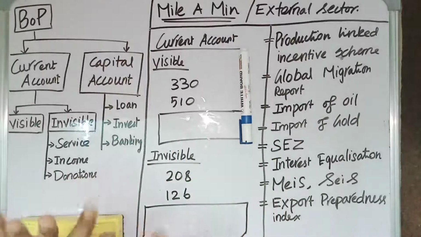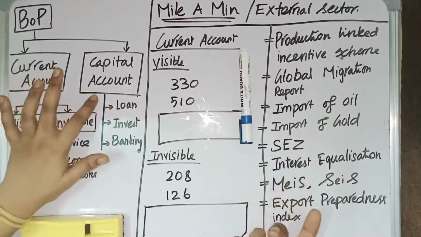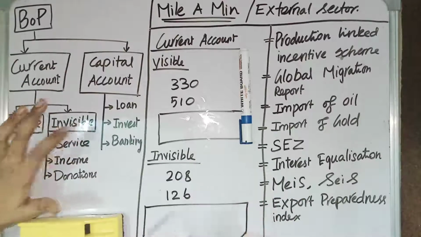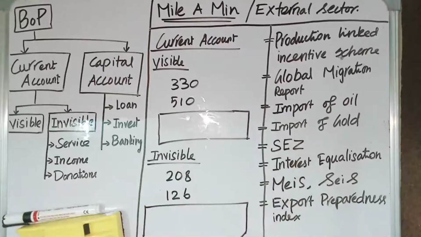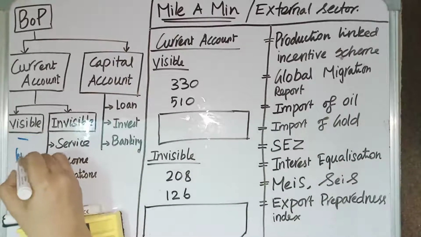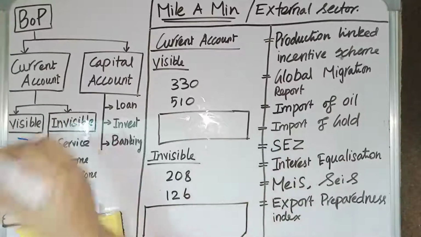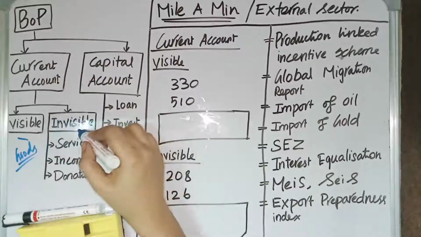Under balance of payment, we have two: one is current account and another one is capital account. Under current account, we have two: one is visible, another one is invisible. You should know what is this visible. Visible means things which are visible. Example, goods. Goods are visible, right? So it comes under the visible category, and then we have invisible.